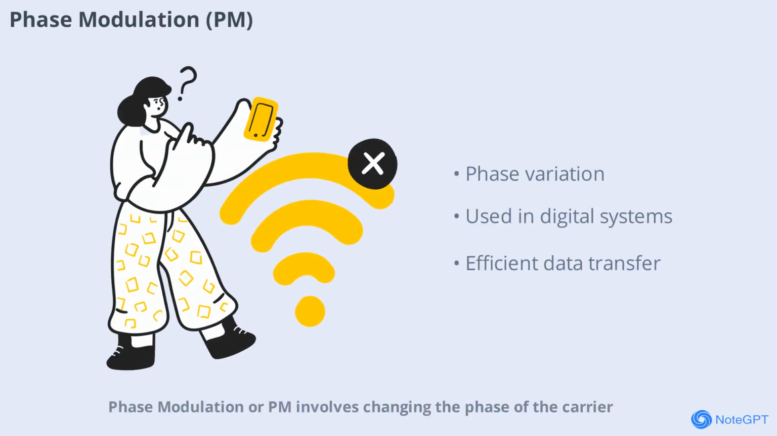Phase modulation, or PM, involves changing the phase of the carrier signal in line with the message signal. While similar to FM in some respects, PM has unique characteristics and is often used in digital communication systems. It forms the basis for more complex digital modulation schemes and is valued for its efficiency and reliability in data transmission. PM is less common in analog broadcasting, but plays a significant role in modern digital networks.